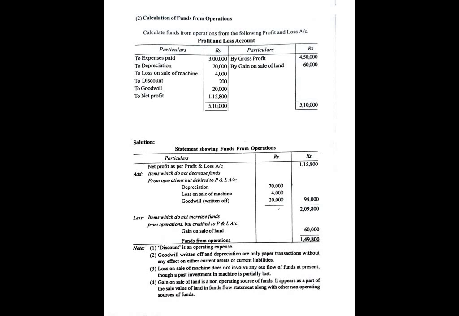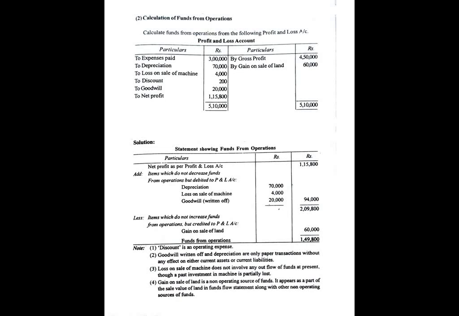calculation of fund from operation. Under fund from operation, we are going to take the net profit and add items which decrease the fund. Normally we take depreciation, loss on sale of asset, goodwill written off, discount on issue of shares, preliminary expense written off, patent written off. All these items should be added, and the items to be deducted are profit on sale of asset and income tax refund. Then we'll get the fund from operation.